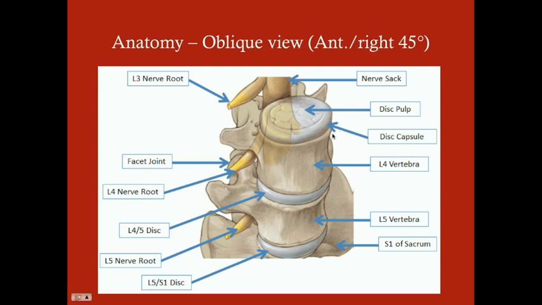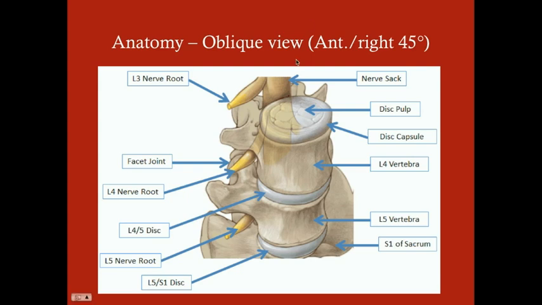And you would have the same thing on this side, you just can't see it. And then you'd have the same thing down here and right there. So you've got a lot of these facet joints. And they're just the articulation of these articular processes.